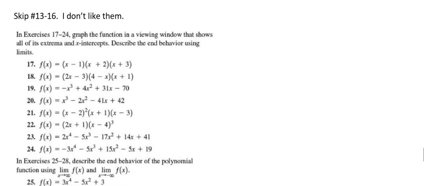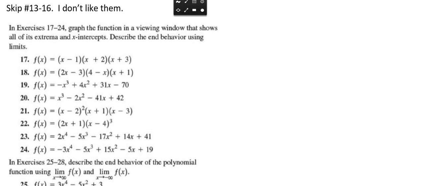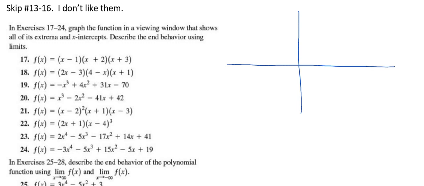Okay, question 17. Graph the function. Okay, do you know what the zeros are? Yeah, what do you got? We got a 1, sure. And a -2, good, good. And a -3, yeah. Set the factors equal to 0. Nice.